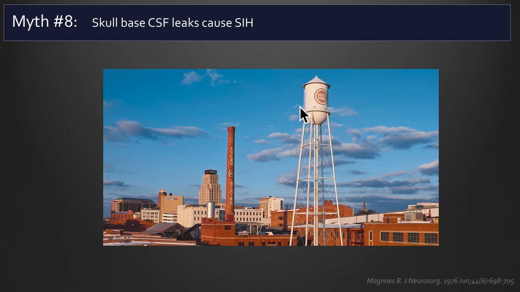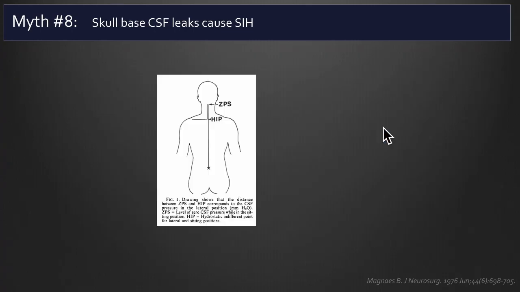This is your head, and it's this big container of fluid which sits on this really small stalk of fluid that goes down, which is your spinal column. And the pressure at the bottom here is much higher than the pressure at the top when upright. And this has been described before. We've heard about the hydrostatic indifference point.